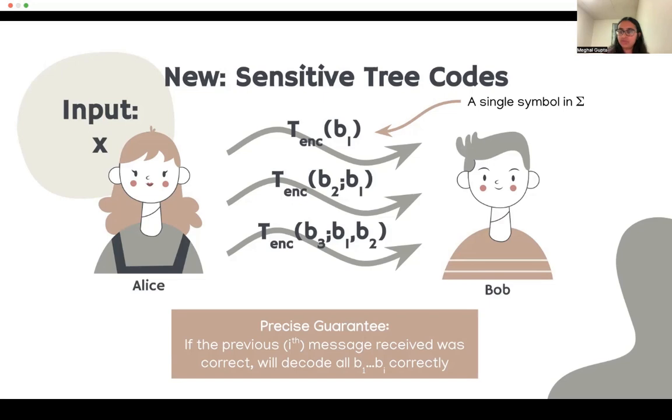So for people who have seen tree codes, this is maybe a little bit of a weird guarantee. I should note that there are some caveats here and it's only true in a very approximate sense. But if you're more curious about it, feel free to email me and ask, or read our paper.